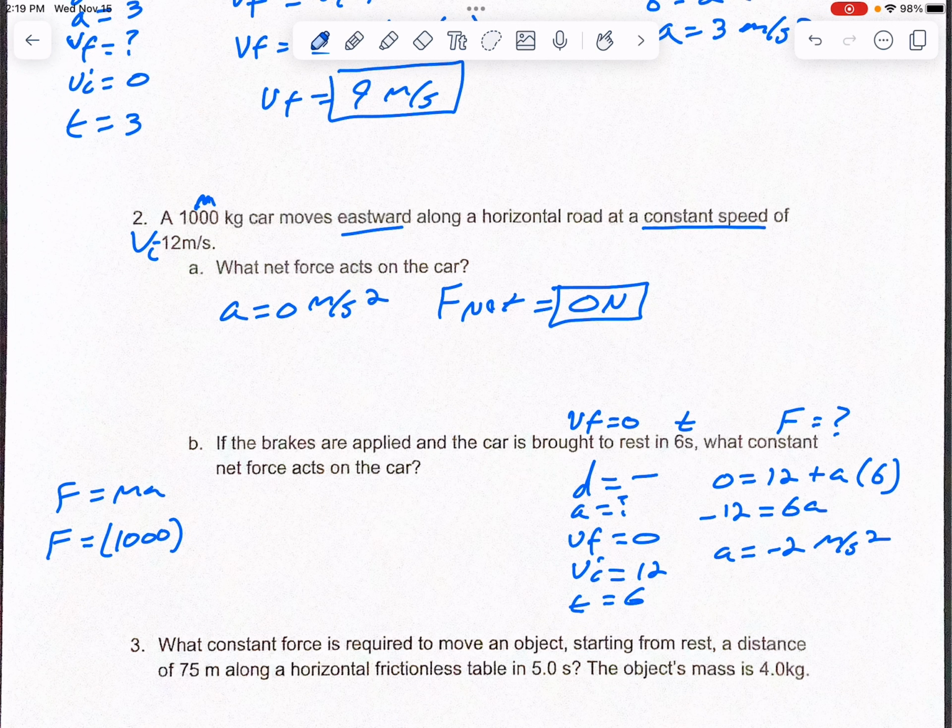So now what we can do is bring that over here to what we were trying to do in the first place. So A is now negative 2. Multiply those and you get negative 2,000 newtons.